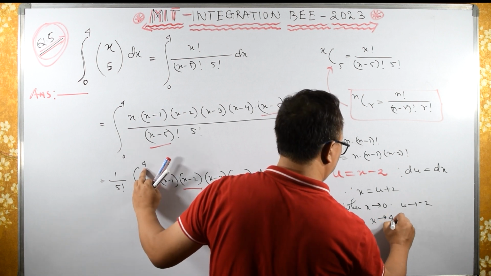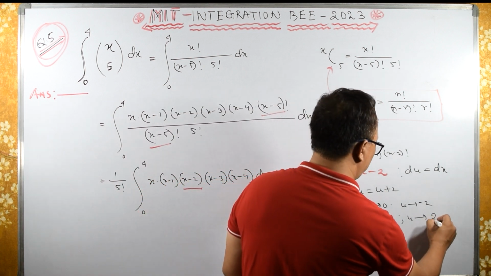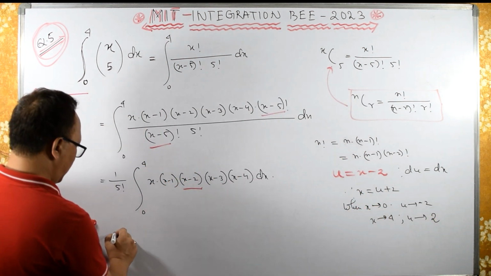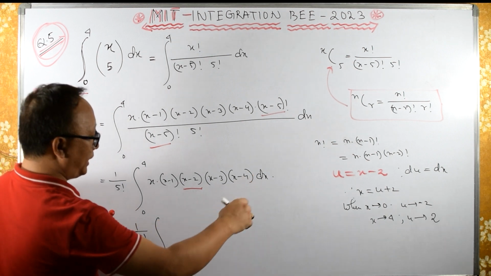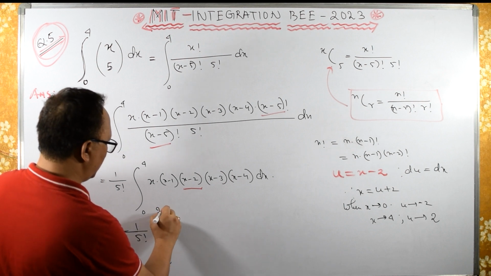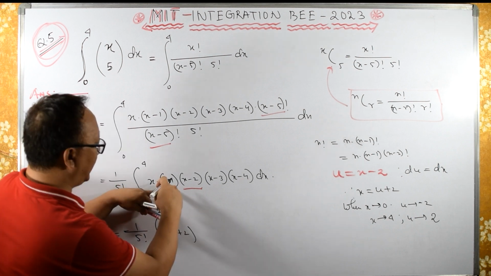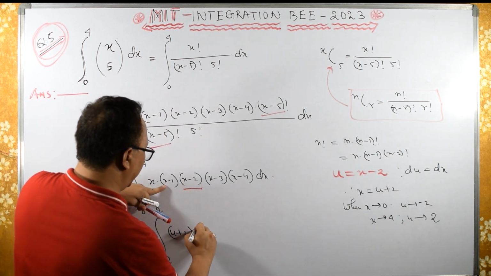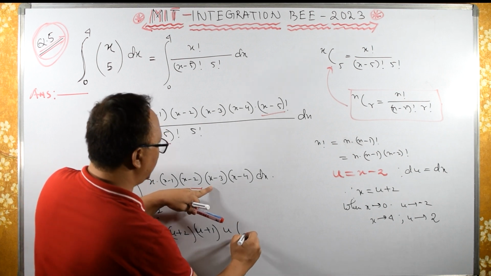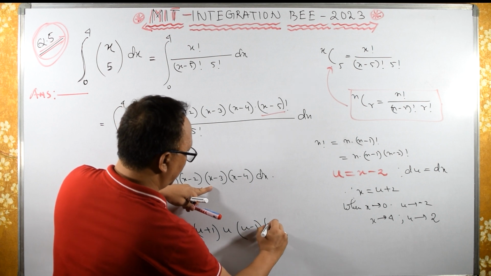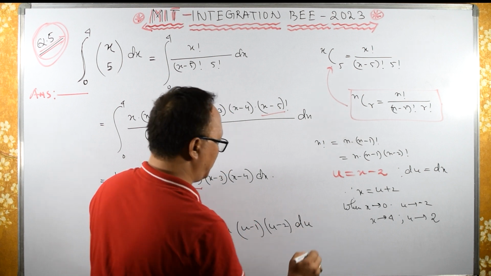When x tends to 4, u tends to 4 minus 2, which is 2. So therefore this is 1 by 5 factorial, and the limits become minus 2 to 2. x becomes u plus 2. Then x minus 1, in terms of u, I will get u plus 1, and then here this is u, and then here u minus 1, then u minus 2. And dx becomes du.